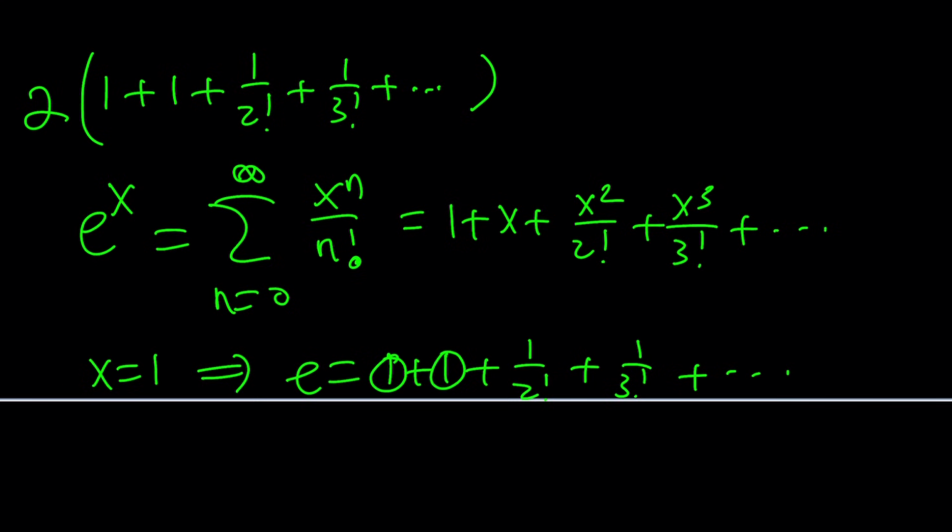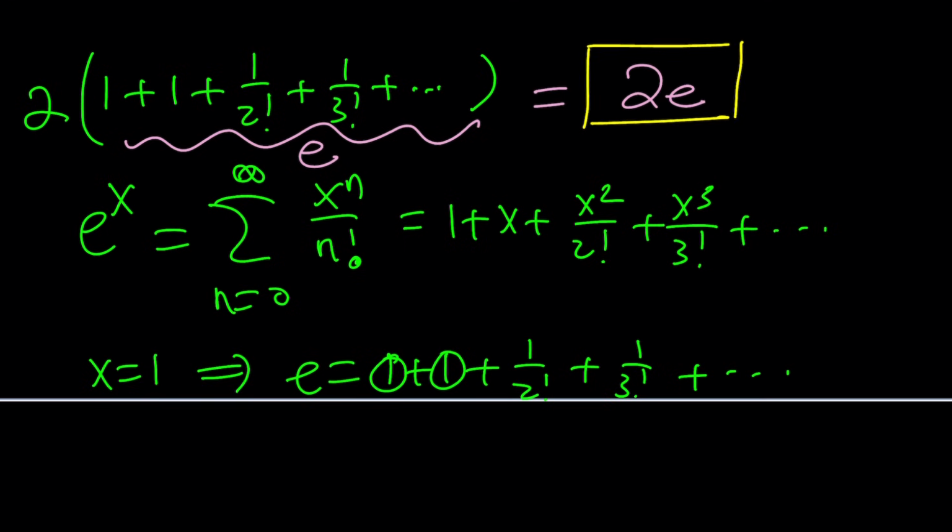So this sum is e. Wow, Euler's number. Thanks to Euler, he gave us a number that we can use. So now this becomes 2e. 2e or not 2e. That didn't work. But anyways, that's the answer.